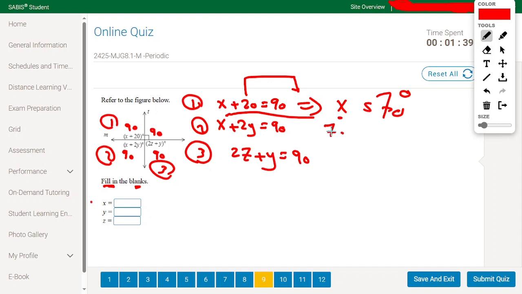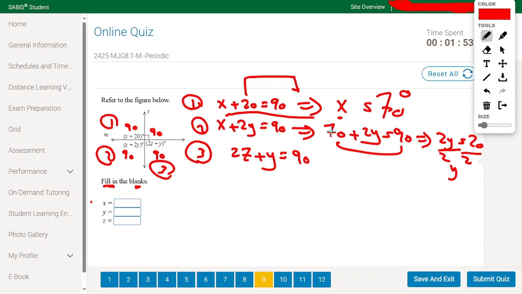So I have 70 plus 2y equal to 90. 70 will go to the other side. So 2y equal to 20. So divide by 2, divide by 2. So y equal to 10. So here x equal to 70, y equal to 10.